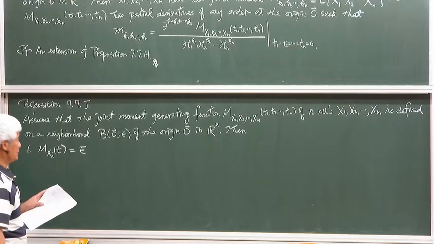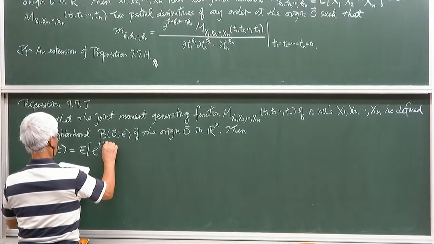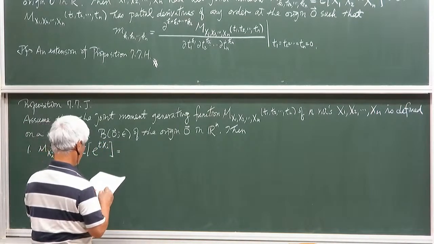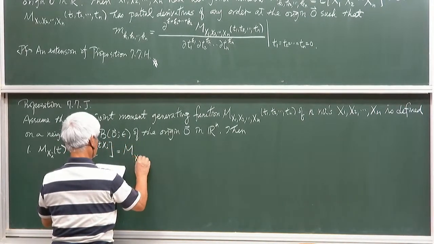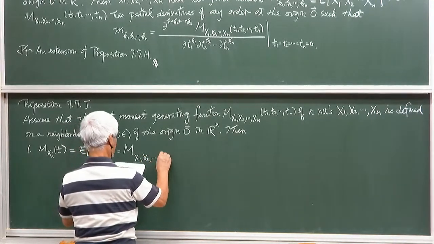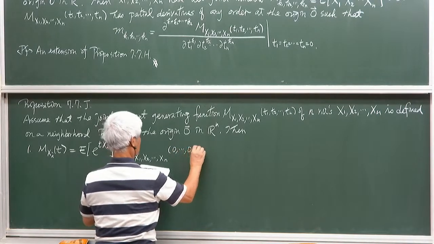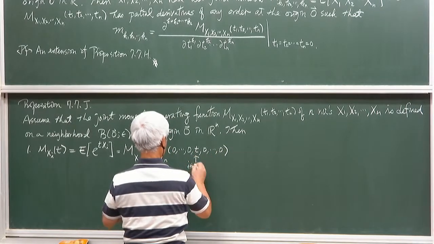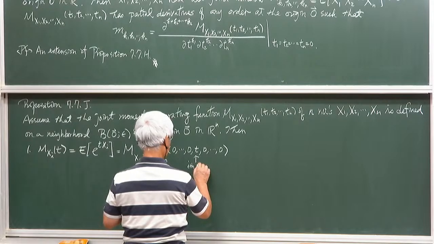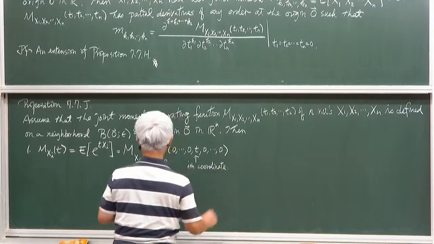The moment generating function of the ith random variable can actually be obtained from the joint moment generating function, by taking the ith coordinate.